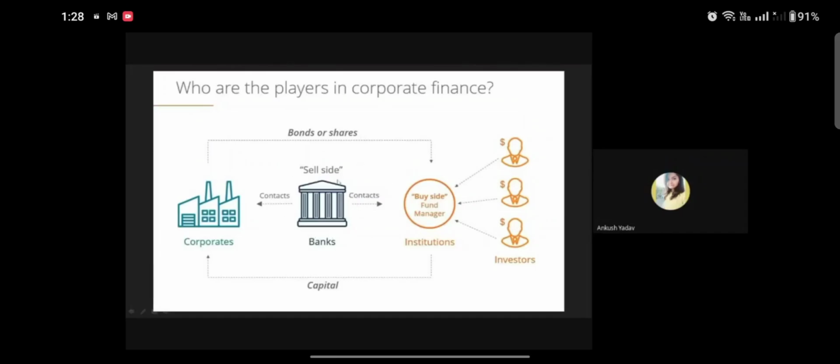Now all this is conducted by the investment bank. So here the investment bank comes into the picture. They will deal with the corporate clients and the institutional clients, and they will match up both according to the risk and return factor. So this is the primary market, and we call the investment bank the sell side, because here it is working as a sell side, and the fund managers are the buy side.